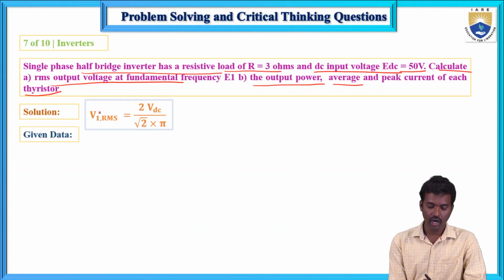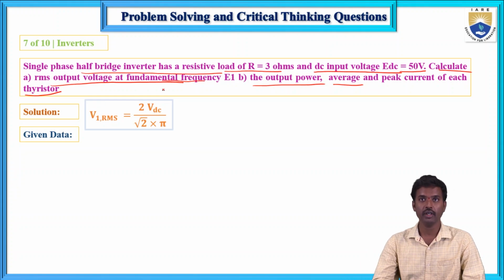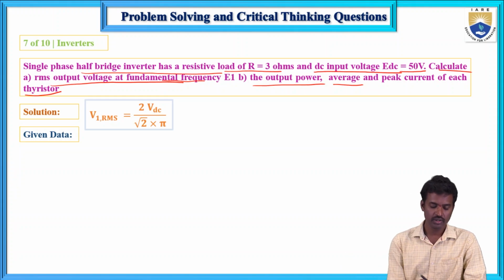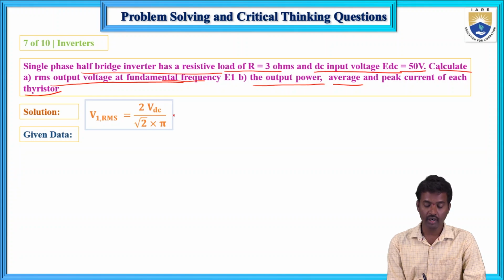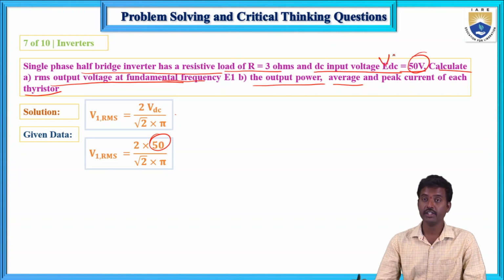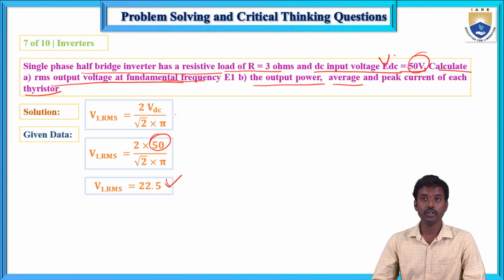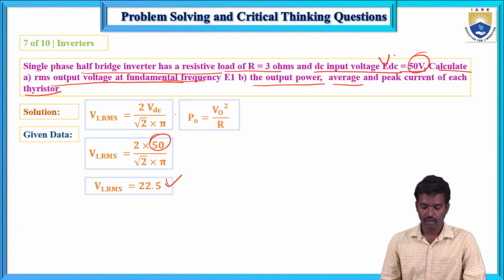First, the RMS output voltage at fundamental frequency, that is V01 RMS, equals 2 VDC by root 2 pi. We already solved this type of problem in the first and second problems. Here VDC is 50. The simplified value is 22.5 volts. After that, P0 equals V0 square by R.